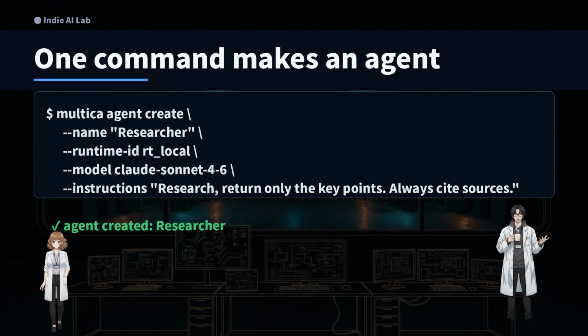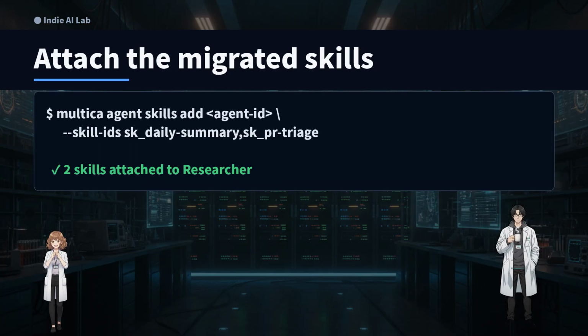The fields you'd click through in a GUI form are just flags now, and because they're text, I can diff 2 agents, copy one to make the next, keep them in a file. Try doing that with a form. And the skills you migrated, how do they get attached? A separate command bolts them on. Agent skills adds them without disturbing what's already assigned. Oh, the skills I imported earlier, they join up right here.